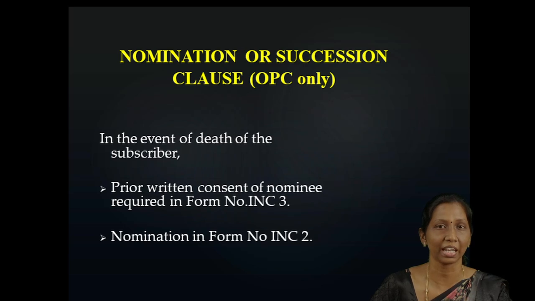The first one is name, second one is registered office, third one is object, fourth one is liability, and the last one is nomination. Nomination is only applicable for a one-person company.